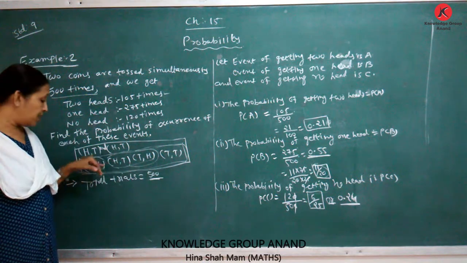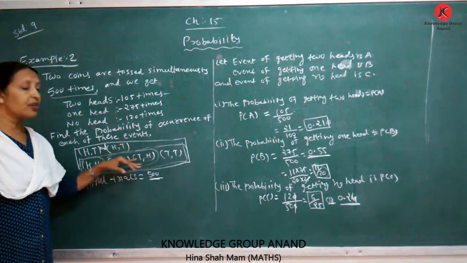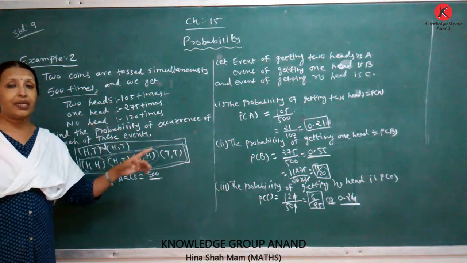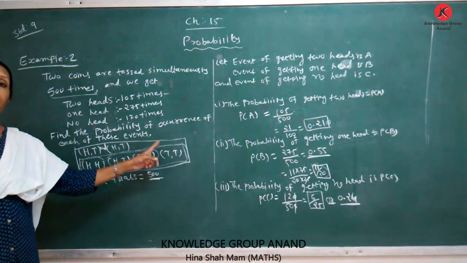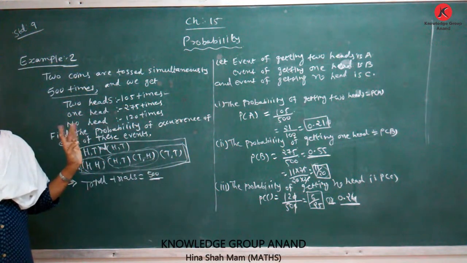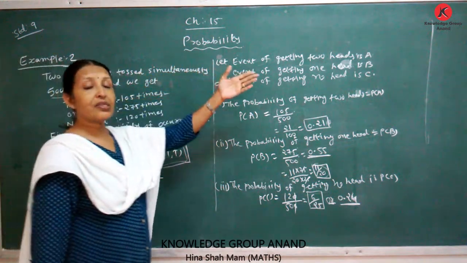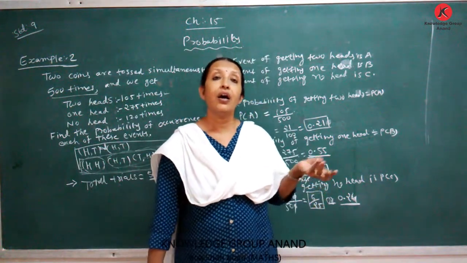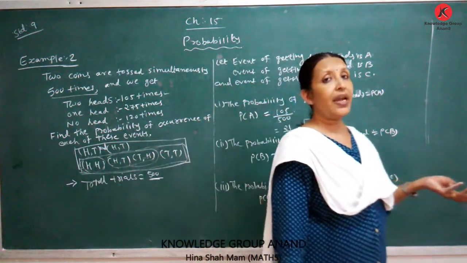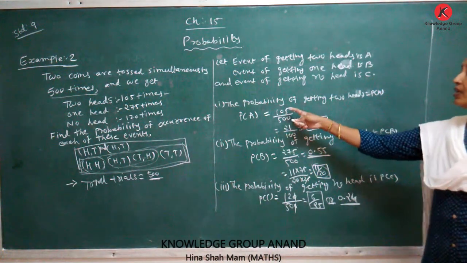In the first event, both are heads, so 2 times we get head. In the second and third, we get 1 head. And in the fourth, we get no head. In this question, the event of getting 2 heads is A, the event of getting 1 head is B, and the event of getting no head is C.